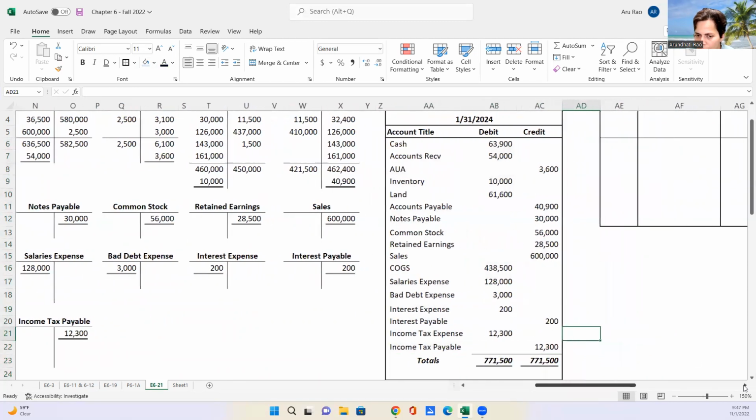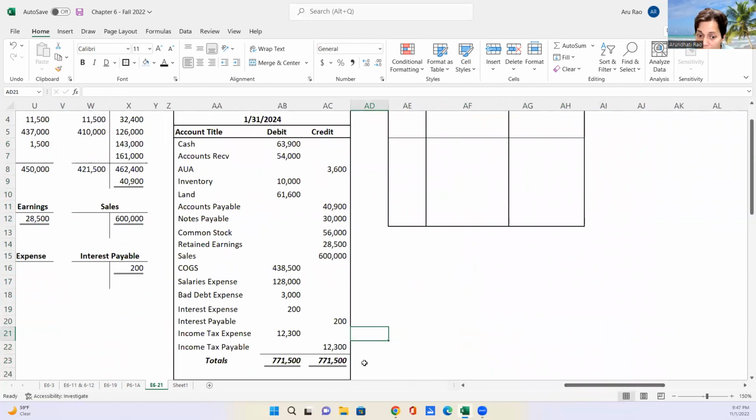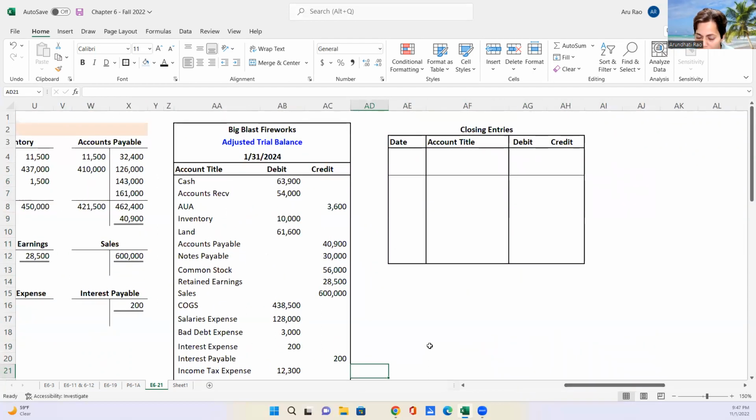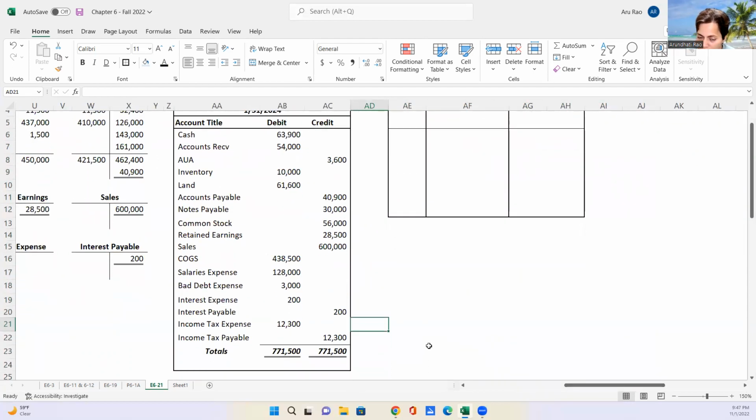Now, what's the purpose of this adjusted trial balance? In addition to finding out that total debits equal total credits, we use the adjusted trial balance to prepare the financial statements. So I'm skipping that step over here. After your financial statements have been prepared, you need to get ready for the next accounting period. In this case, it's next month, but I need to do closing entries to close out all the temporary accounts.